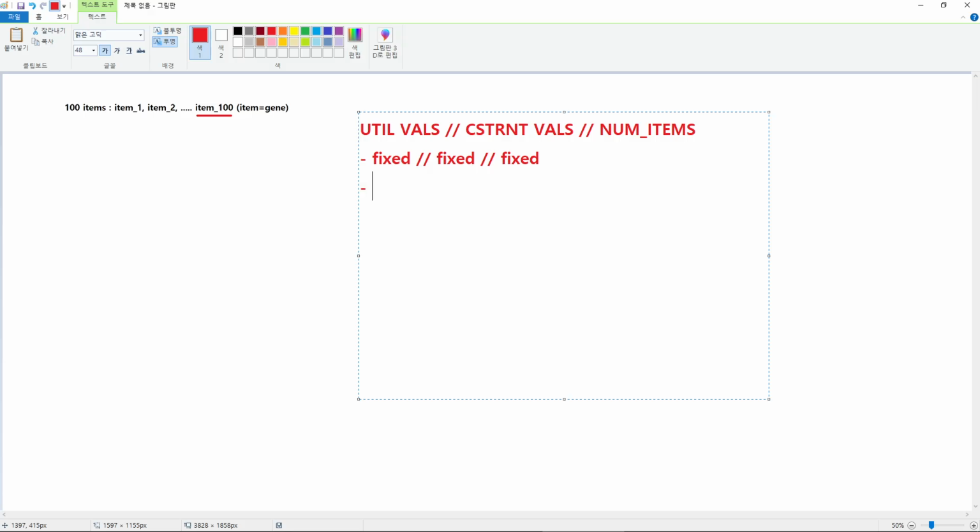Everything was fixed. What I've been doing for the last 2 weeks was where the utility values were fixed, the constraint values were fixed, but the number of items were varying. Or what's a good adjective for varying? Or rather, what's a good word for being the opposite of fixed?